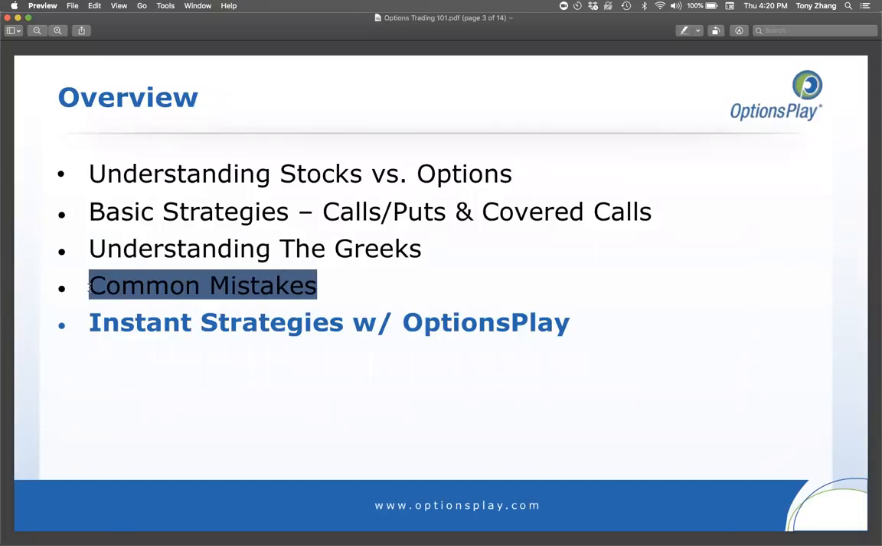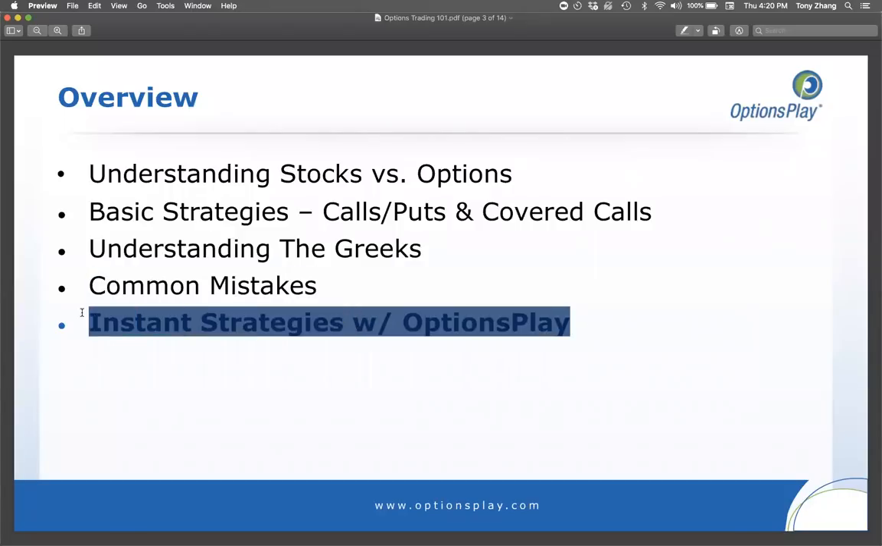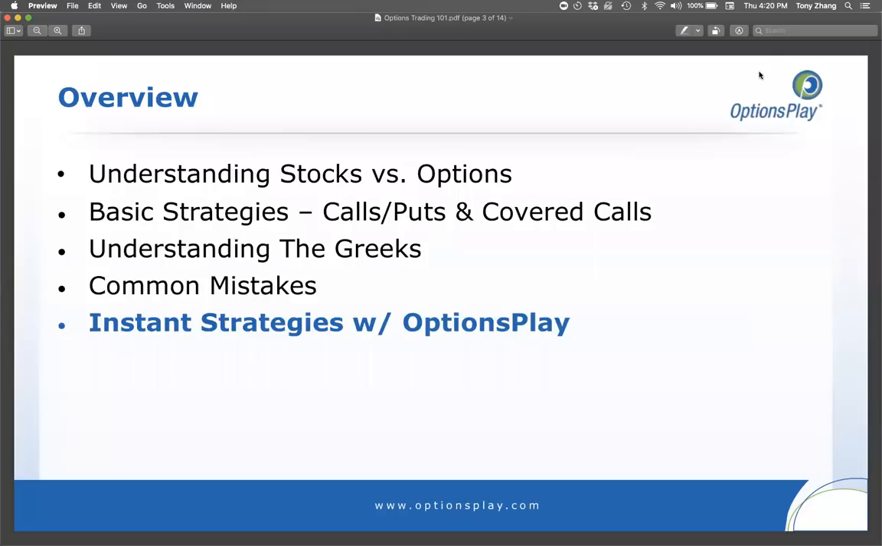And lastly, what I want to cover is common mistakes. What are some of the mistakes that users typically make with these three basic strategies, so that hopefully helps you avoid making those same mistakes? And like I said, throughout this whole process today, I'm going to be showing you strategies using Options Play as I flip back and forth between the slides and the tool.